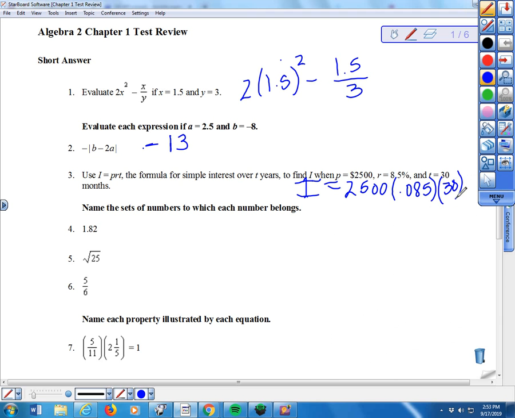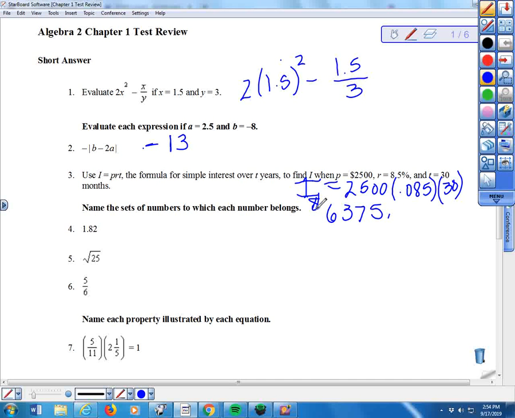Okay, those three numbers together is 6,300. Is there a decimal? No. Okay, I times it by 0.085. So 2,500 times 0.085 times 30 is 6,375.